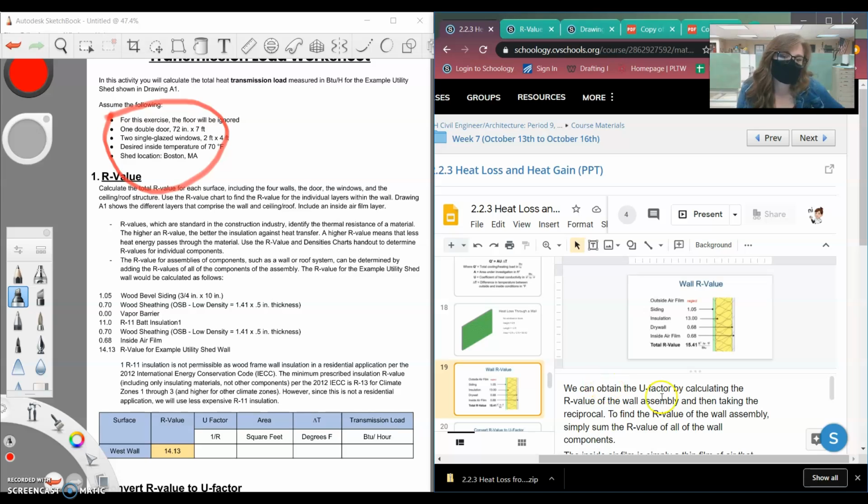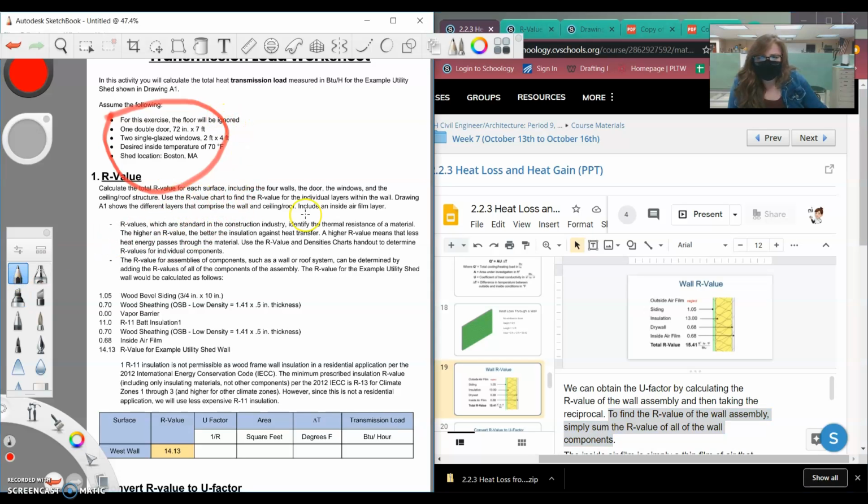So it says we can obtain the U factor by calculating the R value of the wall assembly and then taking the reciprocal. To find the R value of the wall assembly, simply sum the R value of the wall components right here. Over on your example, they do that for you. And they say calculate the total R value for each surface, including the four walls, the doors, and the windows, and the ceiling and the roof. Up here it says the floor will be ignored.